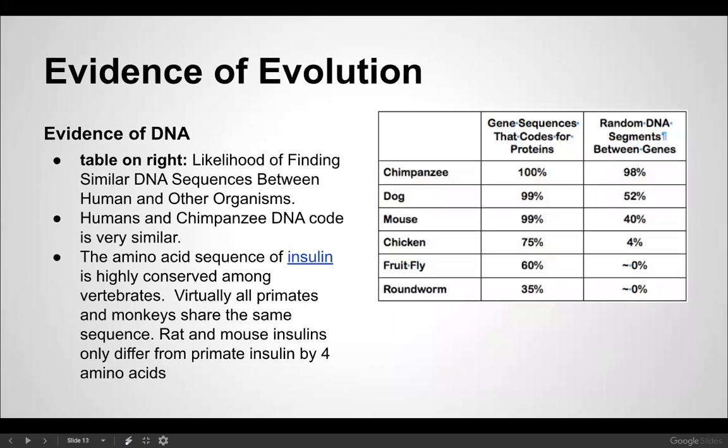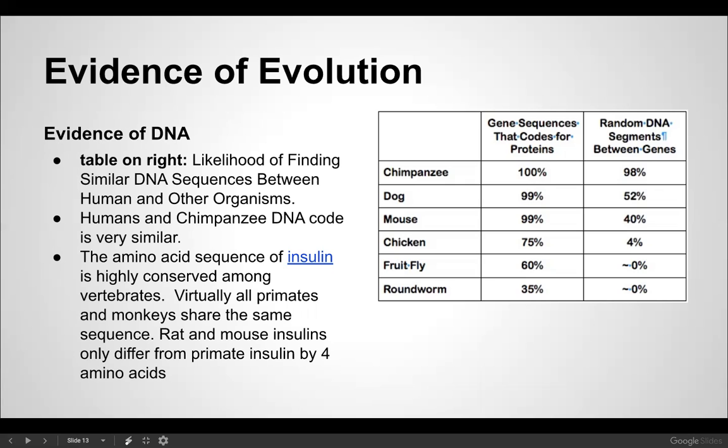The table on the right shows the likelihood of finding similar DNA sequence between humans and other organisms. The gene sequences that code for proteins, and random DNA segments between the genes. So you can see that a chimp, which is, in terms of classification, only different by a little bit, is very similar to us in the sequence that codes for the proteins.